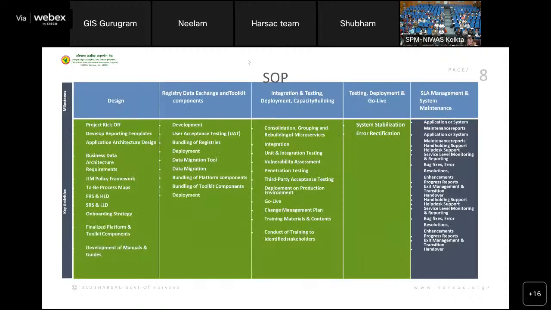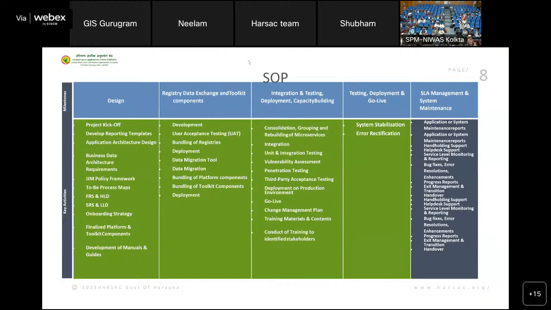Now, to achieve these deliverables, these are the activities that are carried out in each phase. Under the design phase: how the project kickoff happens, business data architecture, framework, policy frameworks, finalization of platform and toolkit components. When it comes to data exchange, the kind of migration tools that we are using, because most of the states have already implemented amazing solutions. And if we have to integrate these solutions, how the data migration would happen, the SOPs to be created for that, and how smoothly that data can be transferred at the central level.